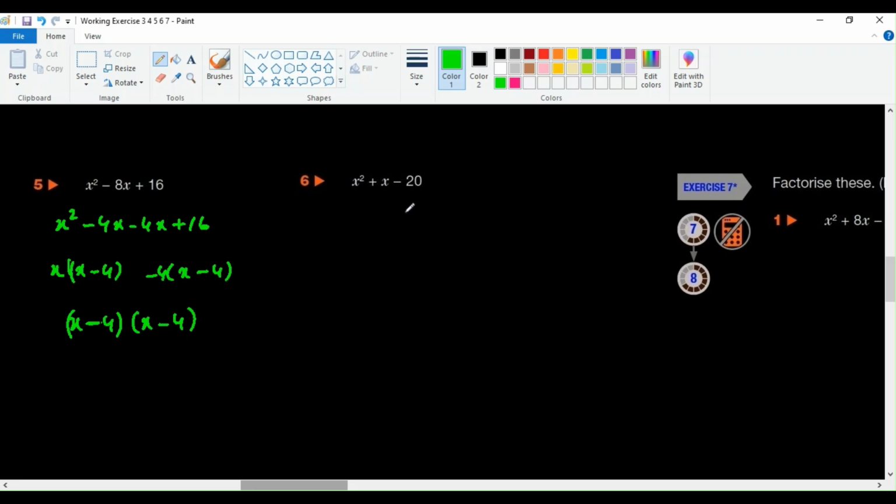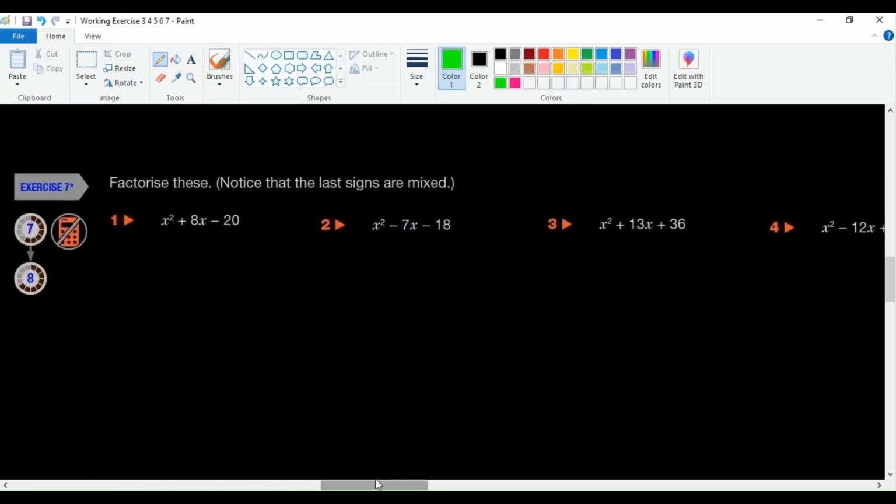To get 20, I know very well that 4 times 5 is a 20. So I will write x plus 5x minus 4x is giving us a plus 1, and minus 20 as it is. So x and x plus 5 comes in one bracket, something like this, and minus 4 I will write like this. So x minus 4 and x plus 5 comes like this in one bracket.